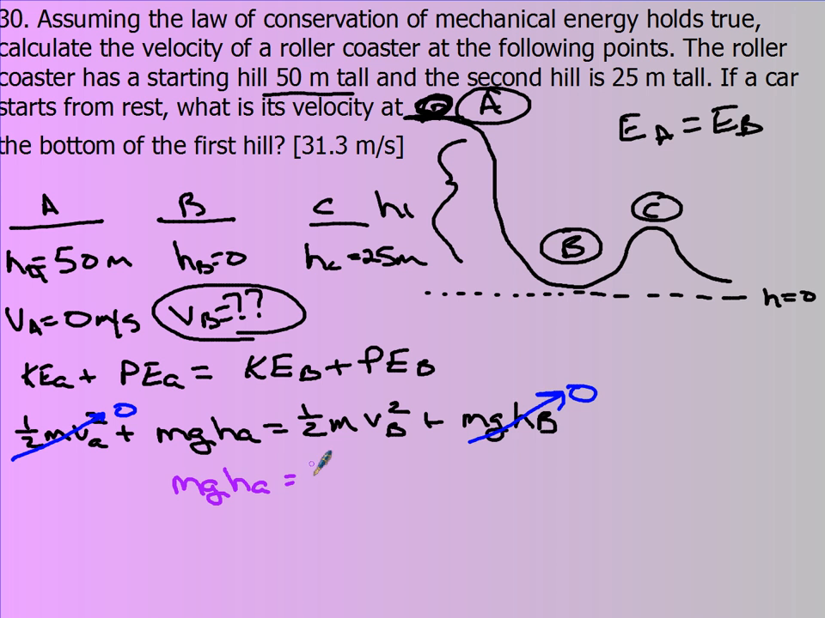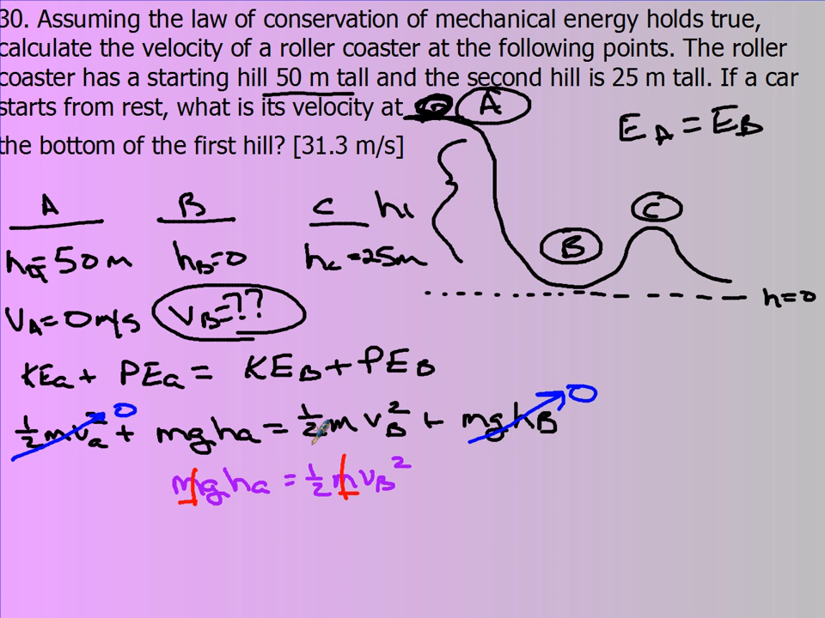mgh at A equals 1/2 m v_B squared. Now, folks, we're looking for the velocity at B, so we need to solve this. Is it straightforward for you to see that there's a mass on both sides? So these are going to actually cancel.